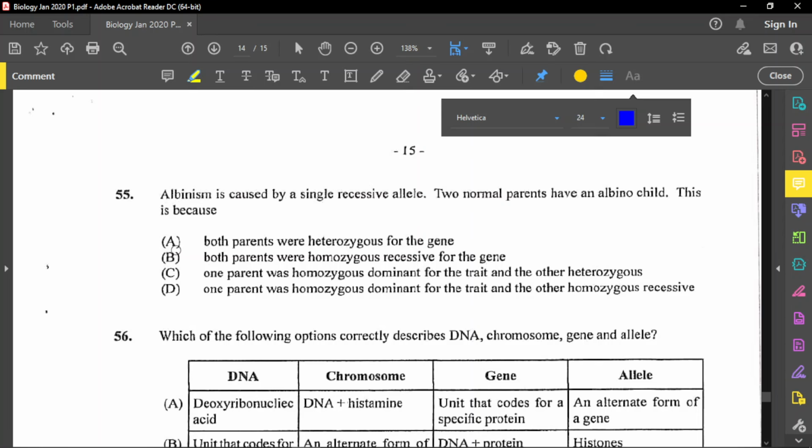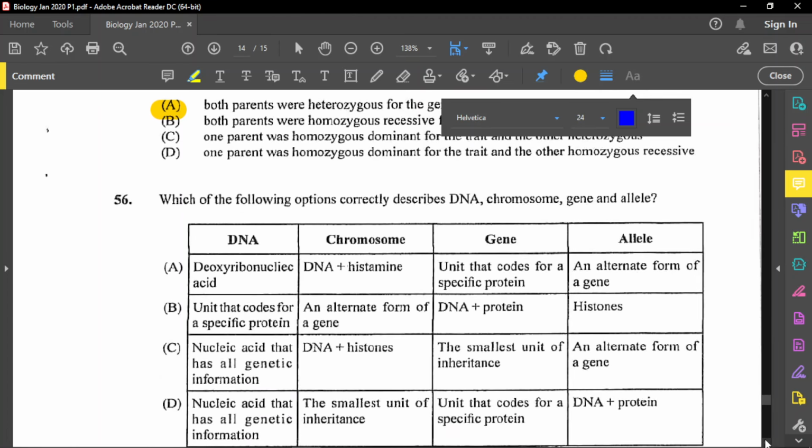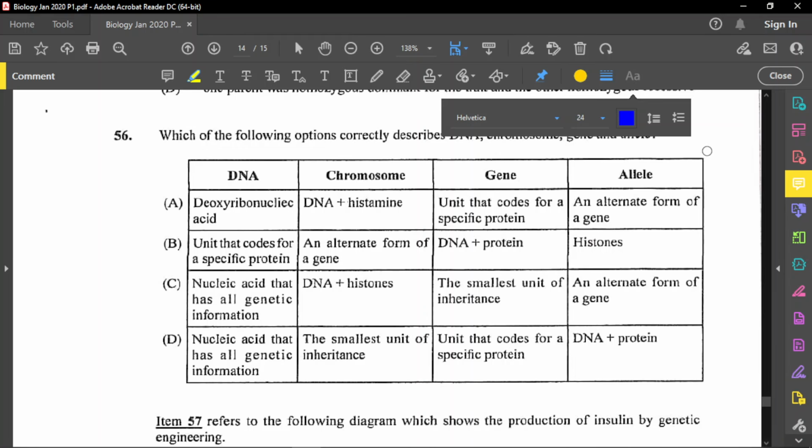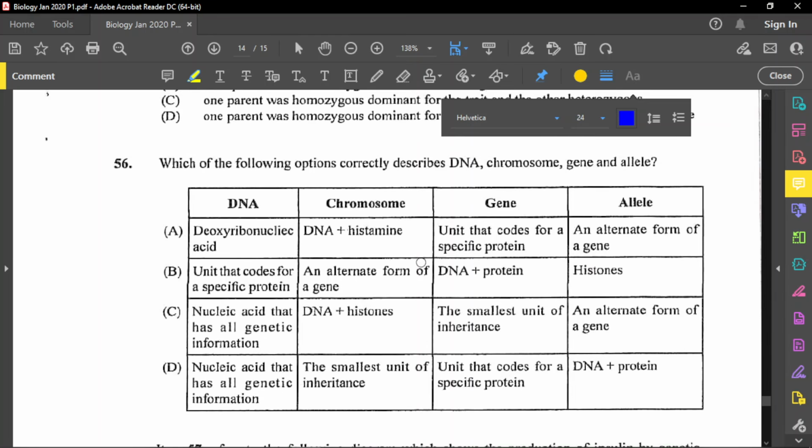All right, 56. It said, which of the following options correctly describe DNA, chromosome, and genes? Are you looking for three things now? Correctly describe the three of them. All right, let's run down the line right here now for DNA. It said deoxyribonucleic acid, that's DNA. Unit that codes for specific protein, that's also DNA.